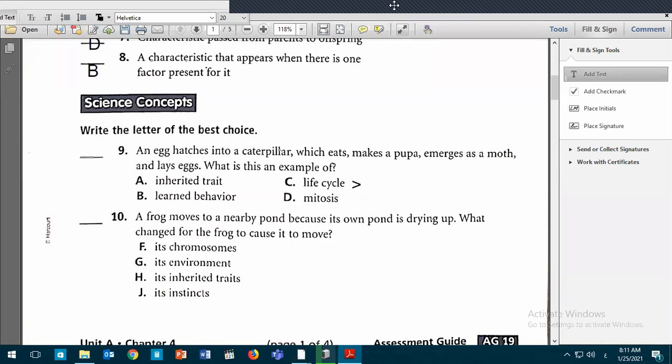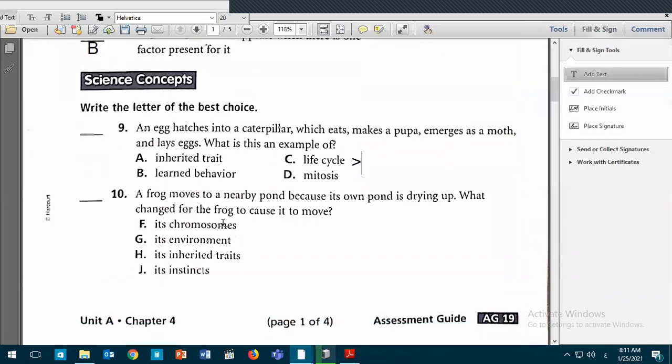Number 10. Thank you, Zain. Let's move to the next one. Kinsey, can you answer number 10?